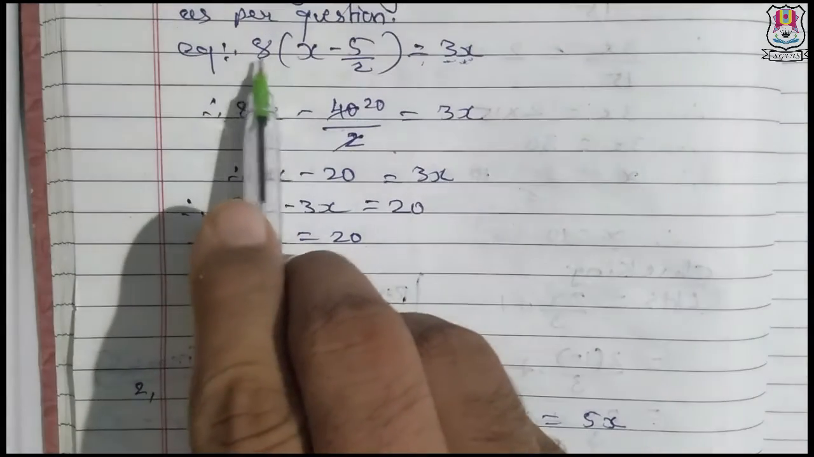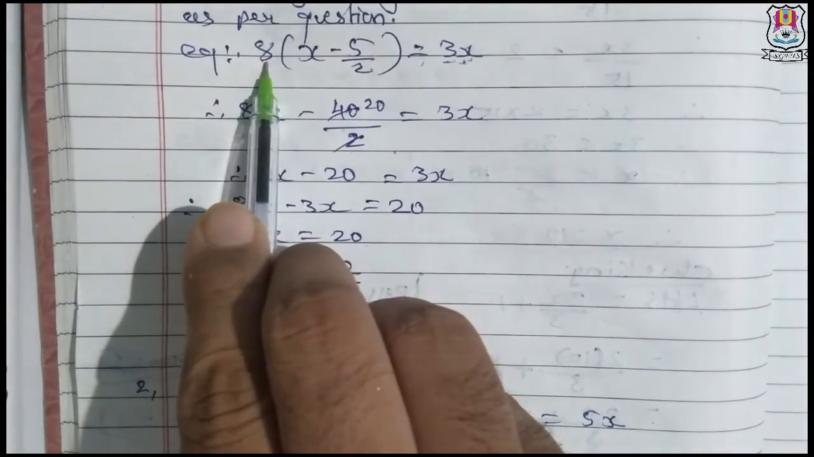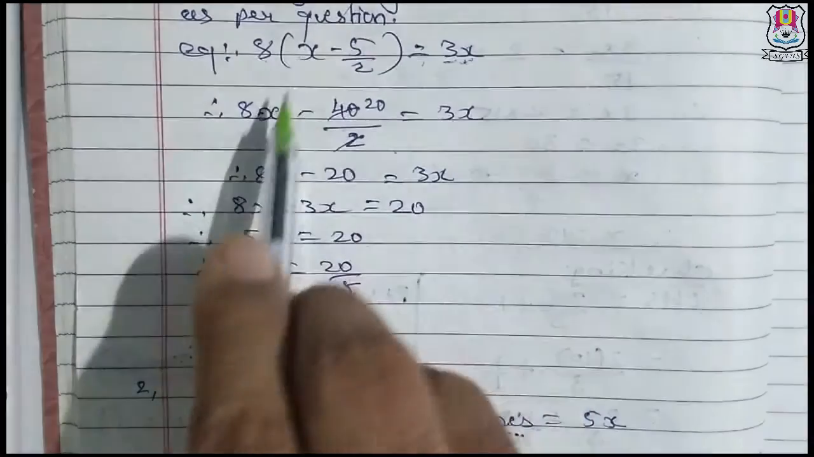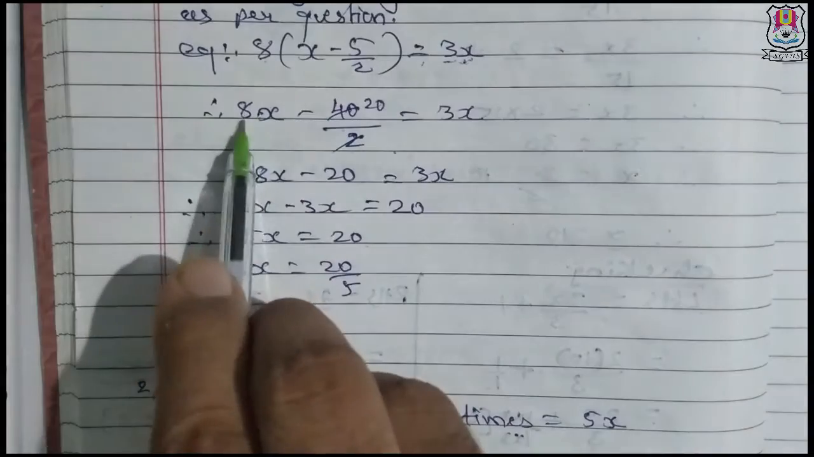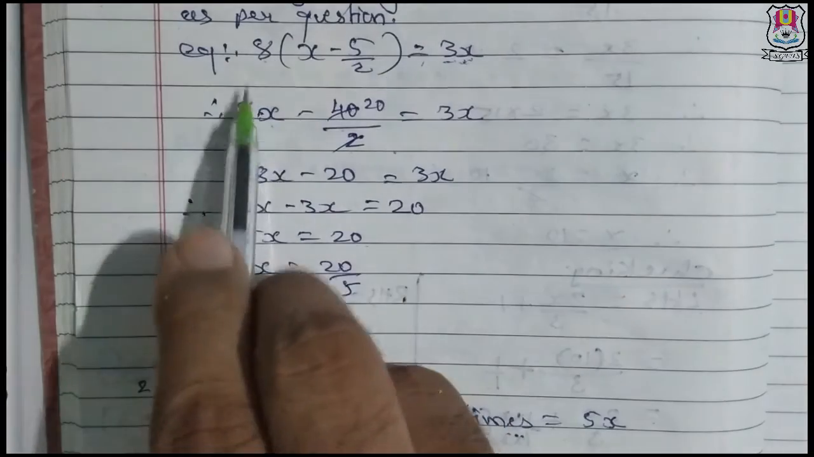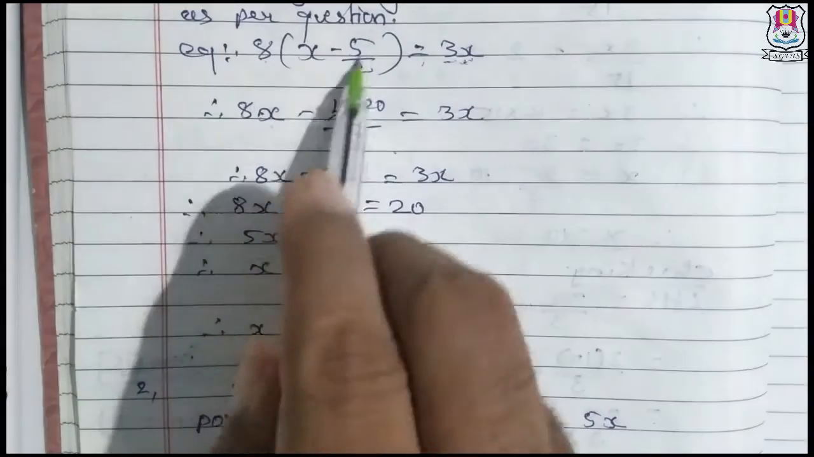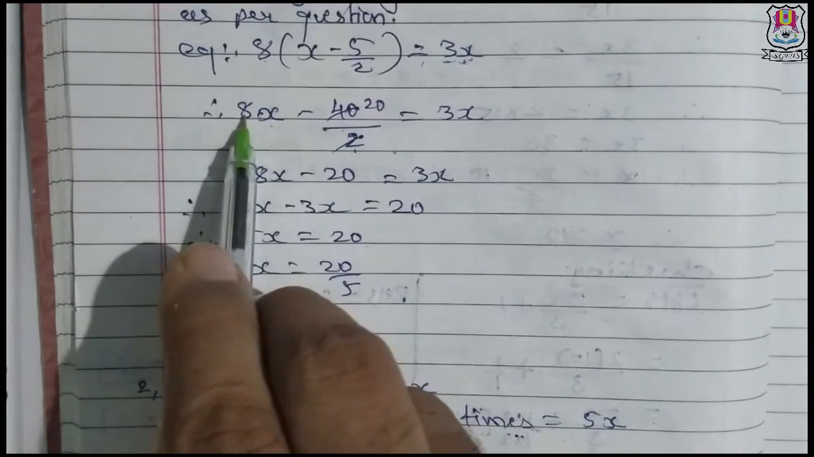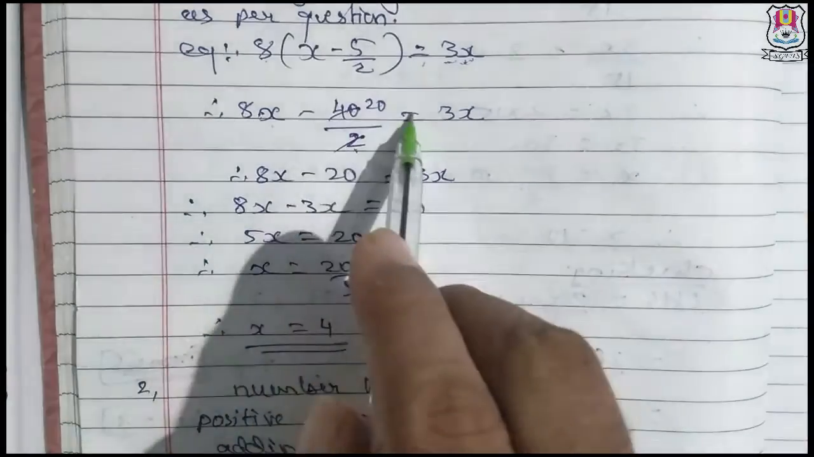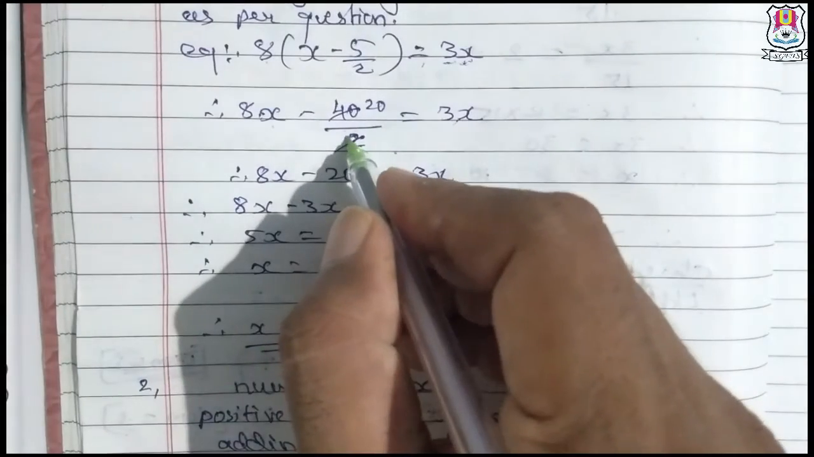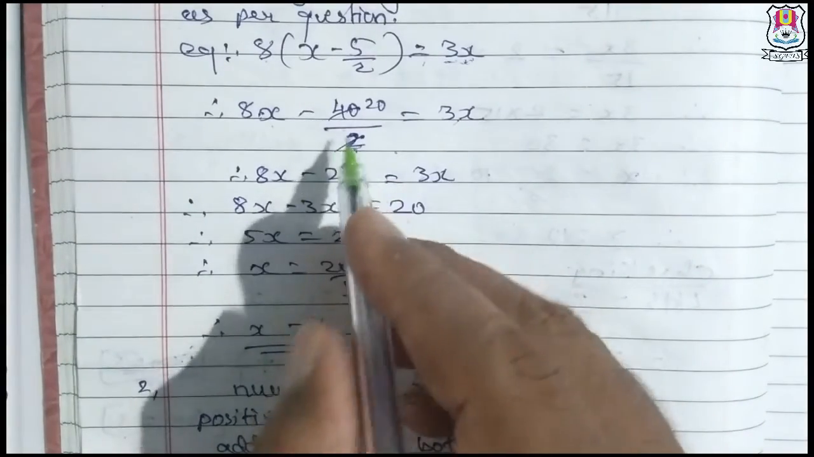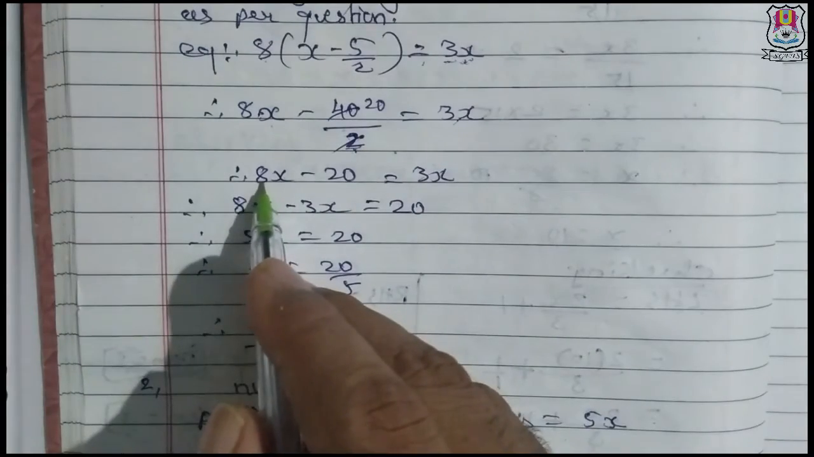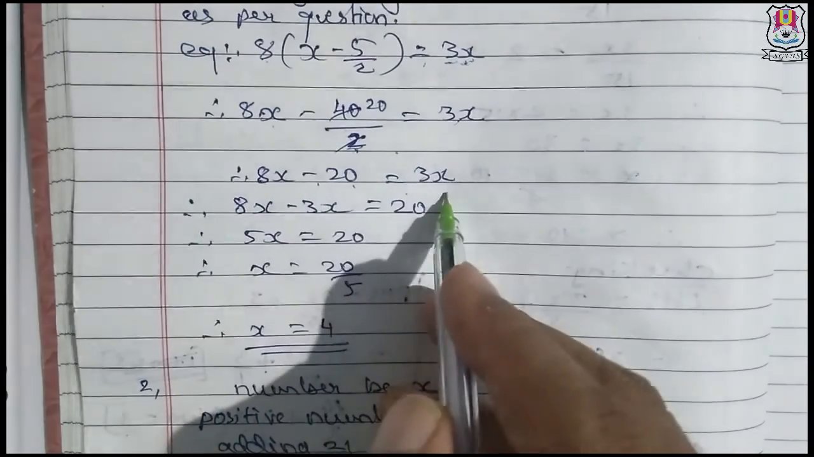The next step that we are going to do is multiply this 8 with x and this 8 with 5 upon 2 also. Let's see. So 8 multiplied by x is 8x and 8 multiplied by 5, 8 5s are 40, and 2 remains as it is. So what we got, 8x minus 40 upon 2 is equals to 3x. Now we can cancel this 40 because 2 20s are 40. So what remains with us? 8x minus 20 is equals to 3x.